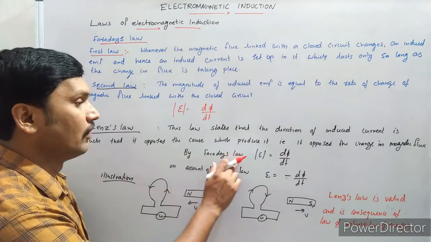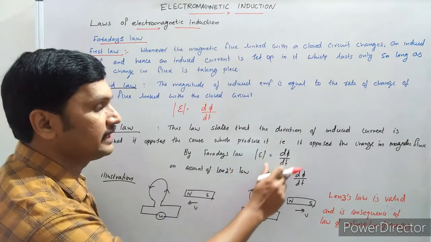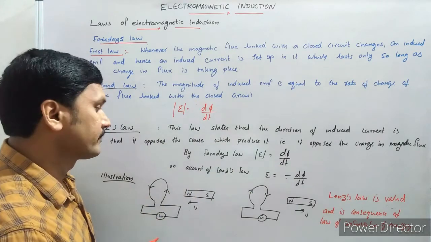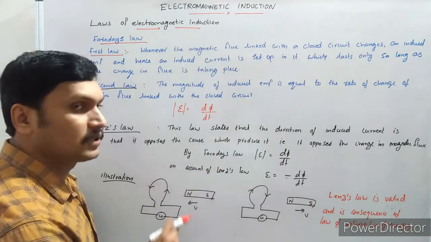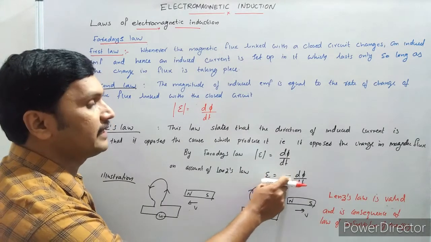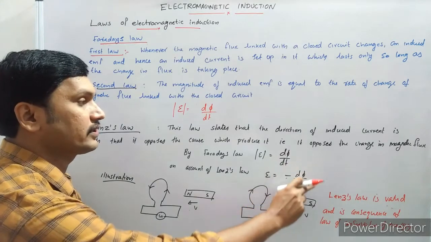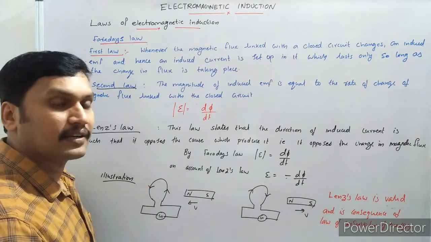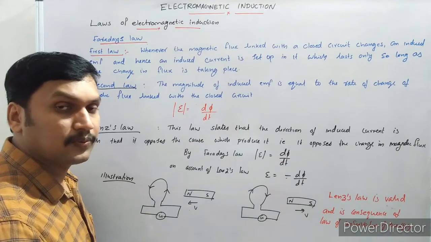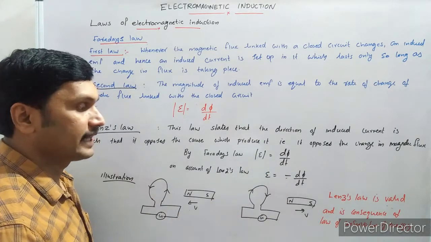So by Faraday's law, we can write the magnitude of induced EMF is equal to d phi by dt, the rate of change of flux. On account of Lenz's law, we will write this induced EMF E is equal to minus d phi by dt. So this minus sign in this equation shows that the induced current tries to oppose the cause of flux change. So that's the significance of this minus sign.